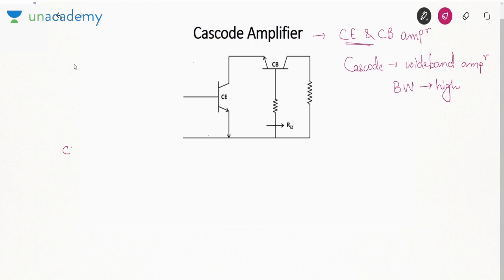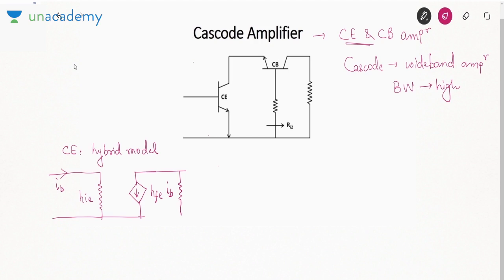Now for common emitter stage, if I talk about hybrid model, that is H parameter model, how you will draw the H parameter model? The H parameter model will be like this. HIE, then HFE into IB, okay, and then in parallel to this will be 1 over HOE.